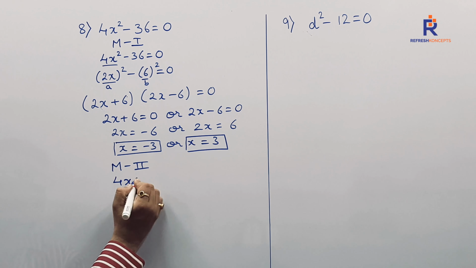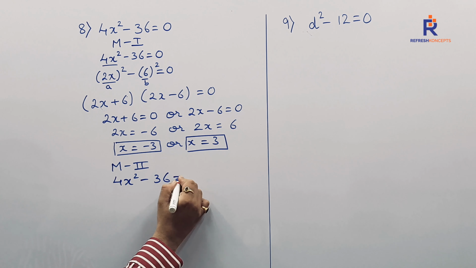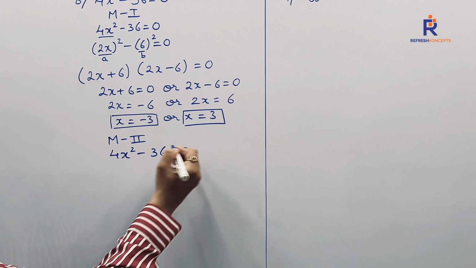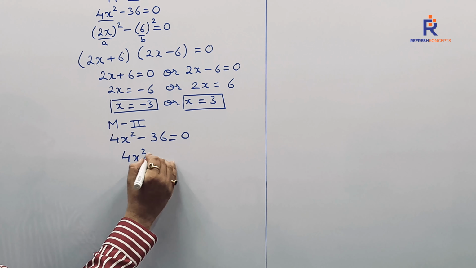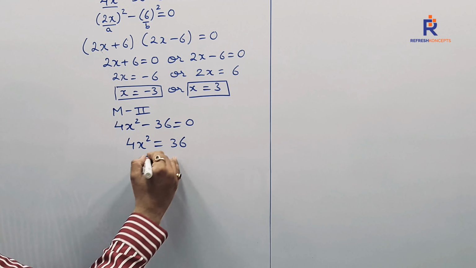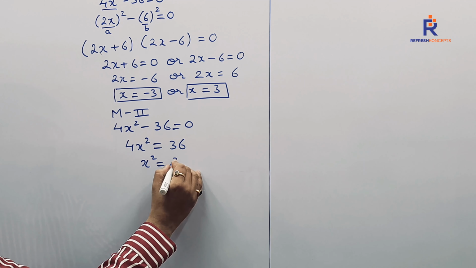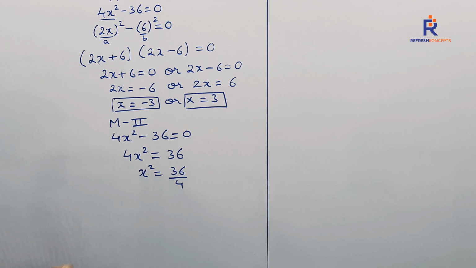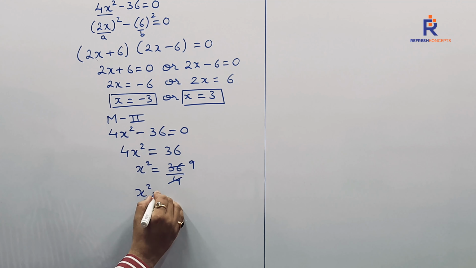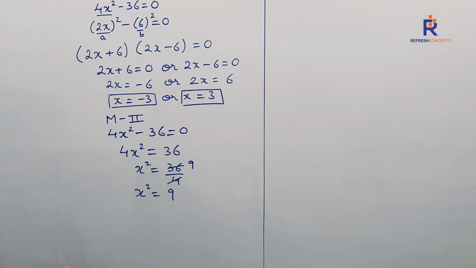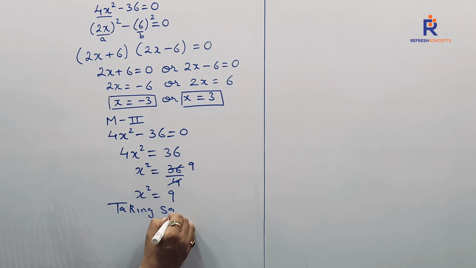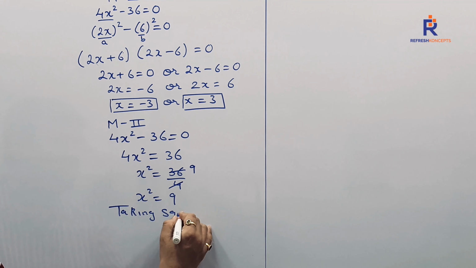It is 4x square minus 36 is 0. Again, I have written the same question. Bring this minus 36 there. Shall I say 4x square is equal to 36? Divide by 4. x square is 36 by 4, which is 9. x square is 9. Taking square root.